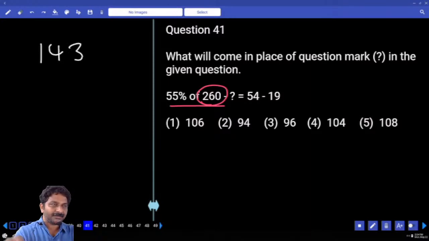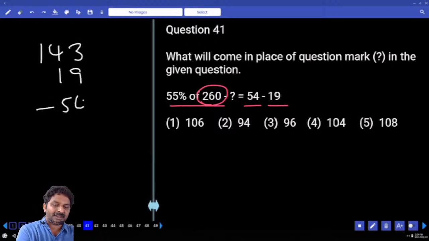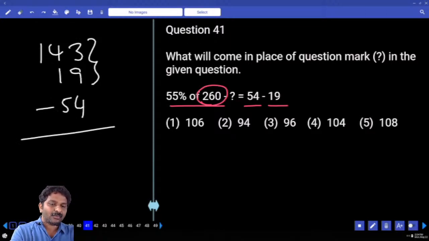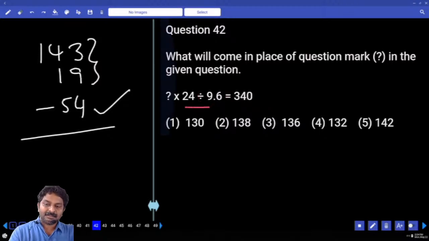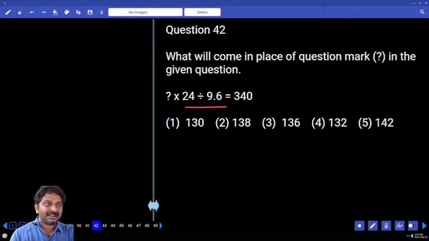143, ends with minus 19 comes to the left hand side, ends with plus 9. 54 comes to this side and becomes minus 54, last digit 2 minus 4, how many? These two numbers go to the right hand side.